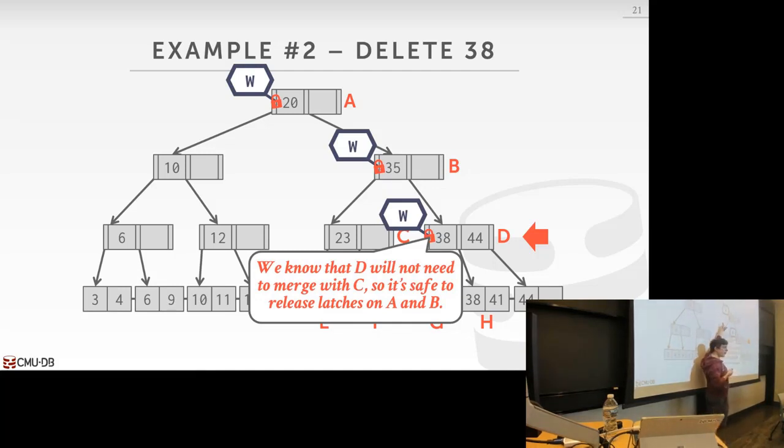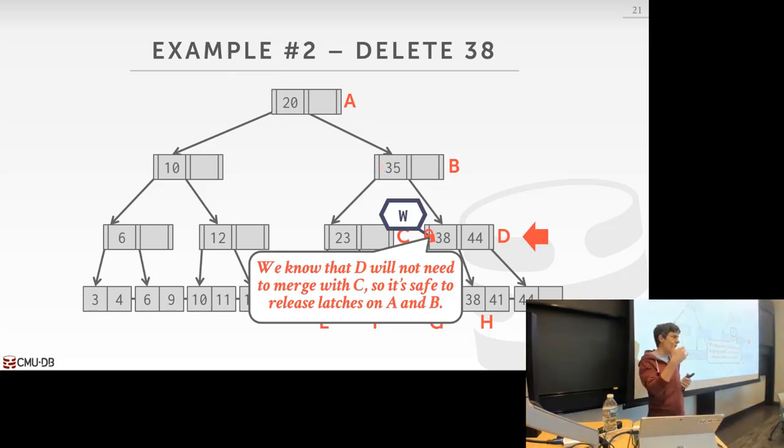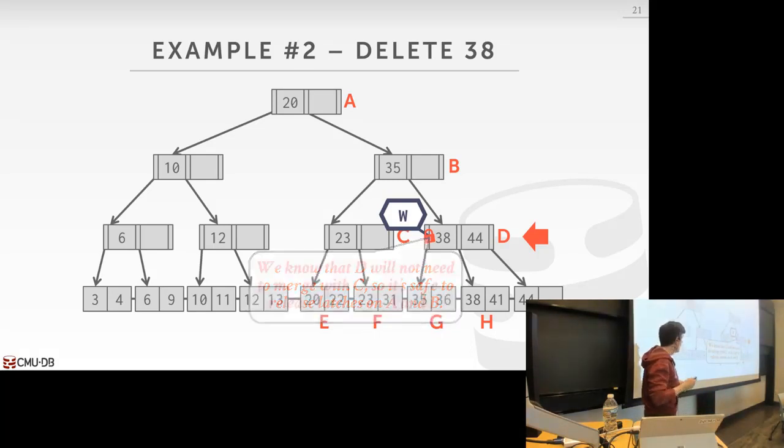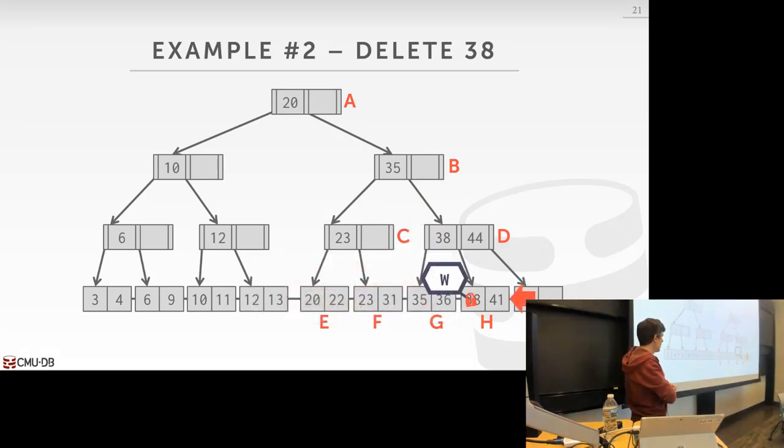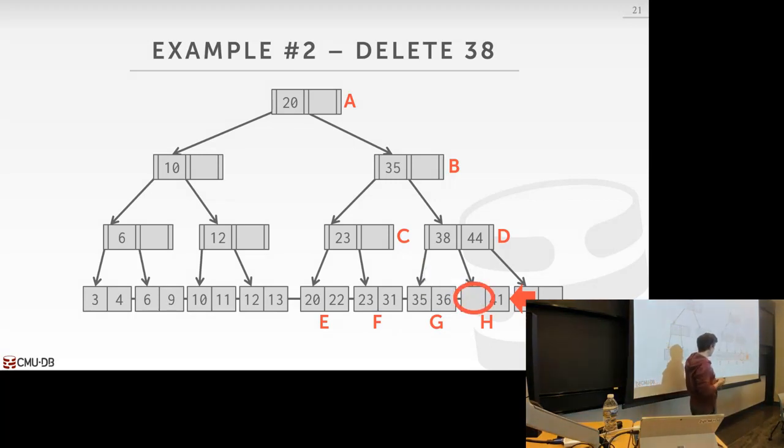So at this point, we can release the latches on A and B. Essentially the thread is just keeping a stack of all the latches I'm holding as I go down. So it knows at some point when I'm at a safe node, I just release everything above me. All right, so now I get down to H. I can release the latch on D because H is 100% full. And then I go ahead and do my delete. And then when I'm done, I release the latch and I go home.